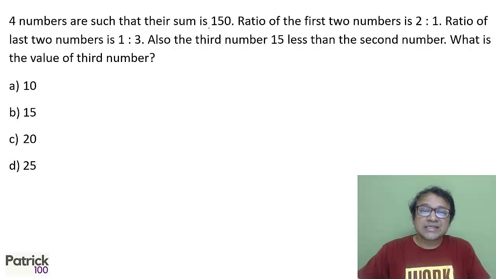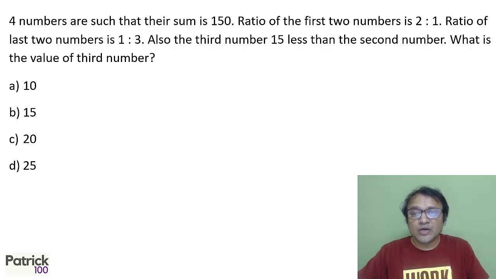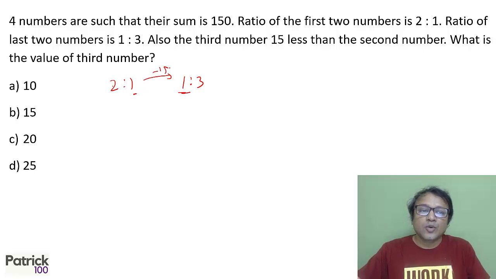Four numbers are such that the sum is 150. The ratio of the first two numbers is 2:1, and the last two numbers is 1:3. Also, the third number is 15 less than the second number. What is the value of the third number?